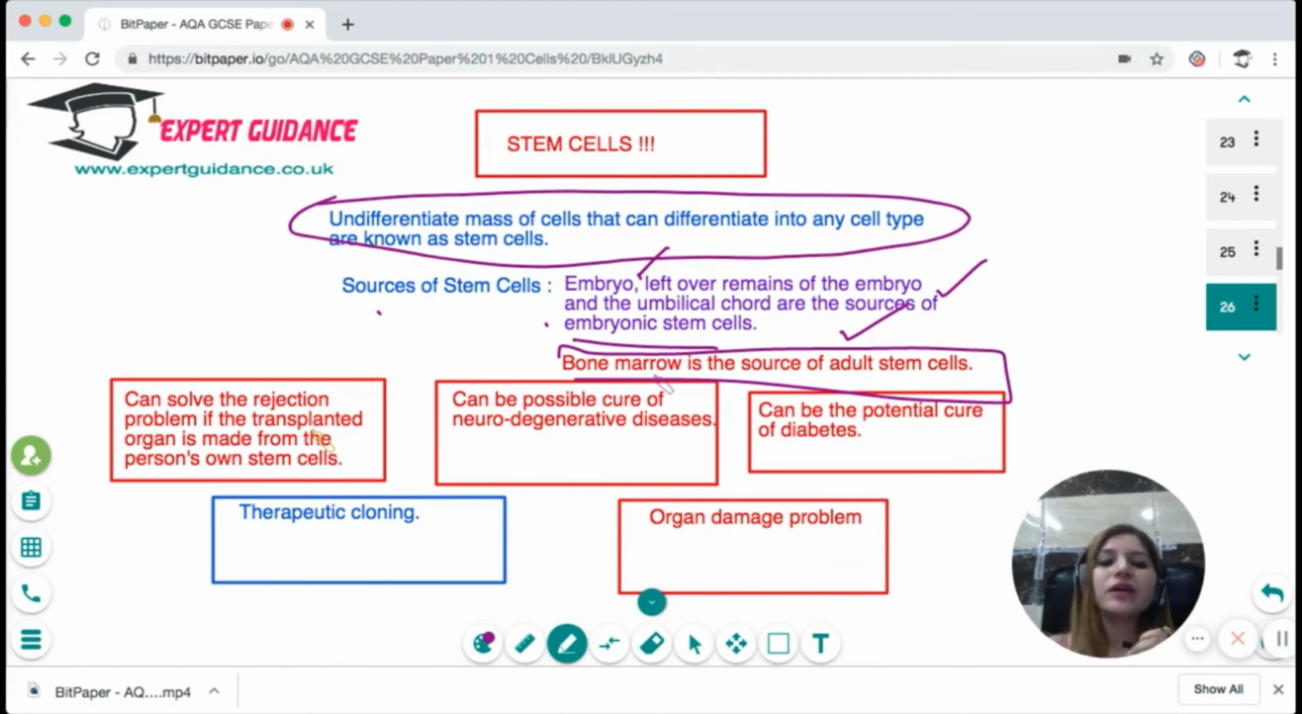If the beta cells of the pancreas get regenerated, it can help in therapeutic cloning. In therapeutic cloning, we take the adult stem cells and make embryonic stem cells, and then the embryonic stem cells are specialized to make the desired organ. And it can also solve the organ damage problem. So stem cells are a very good promise, a very good potential medicine revolution for the future.